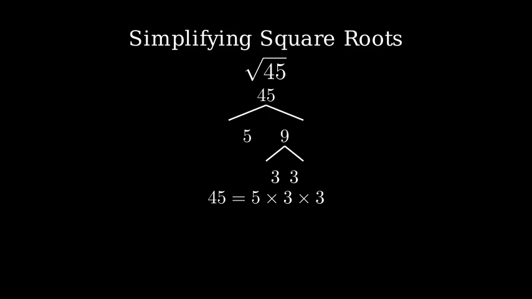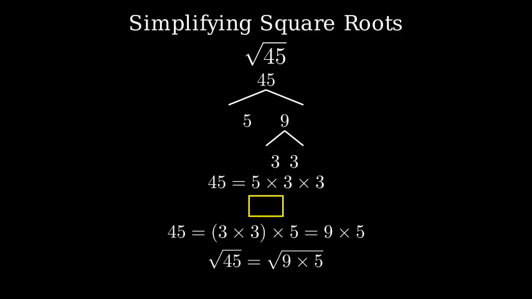To simplify the square root, we need to identify any perfect square factors. Looking at our prime factors, we can see that 3 appears twice. When we have two of the same prime factor, that makes a perfect square. 3 times 3 equals 9, which is a perfect square. Now we can simplify the square root of 45.